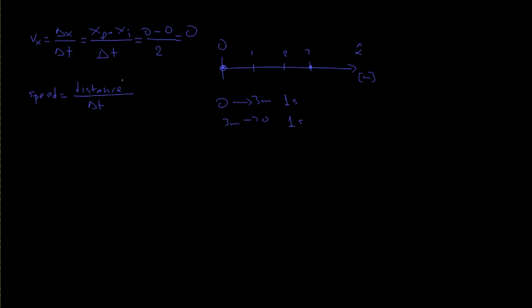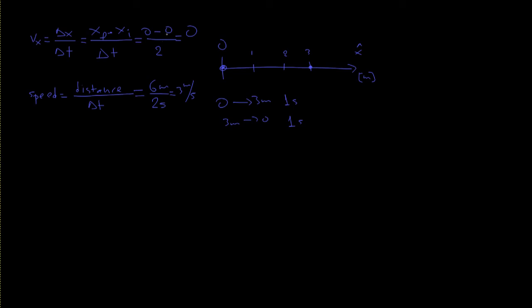However, the distance I covered in this trip is not 0. I went from 0 to 3 meters, so I covered 3 meters in that part of the trip, and then I went back to 0, so again I covered another 3 meters. So my total distance for this trip was actually 6 meters. And I covered that distance in 2 seconds. 1 second to go to 3, 1 second to go back to 0. So it took me 2 seconds, and this means my speed was 3 meters per second.